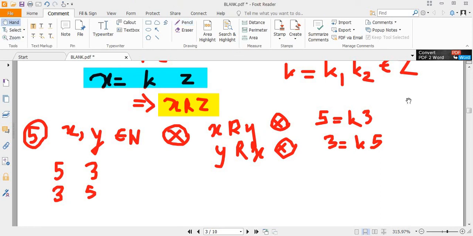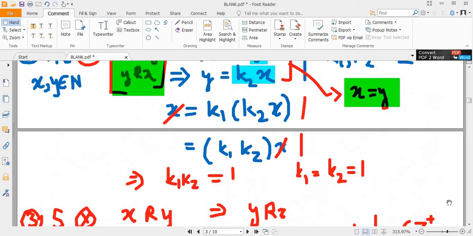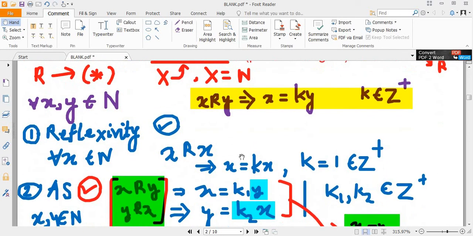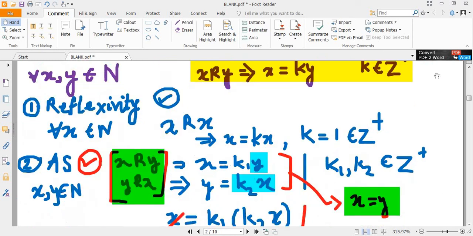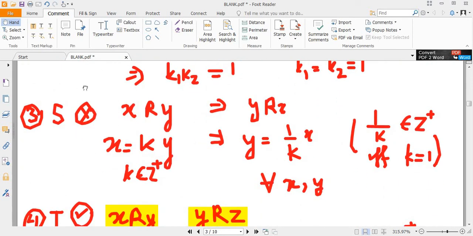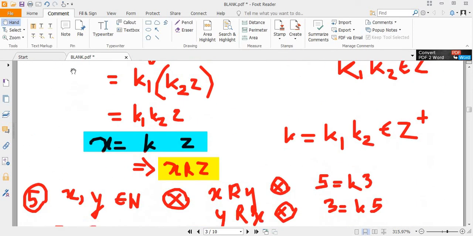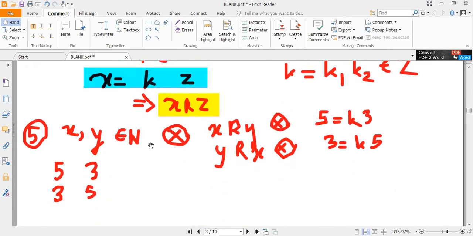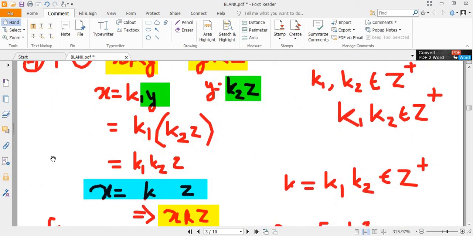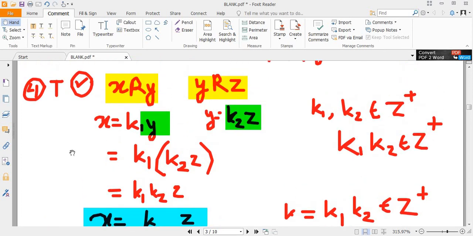So what are the conclusions? The conclusions are that for the given relation is divisible by, and for the given set of natural numbers, I have the reflexivity property to be true, I have the anti-symmetry property to be true, I have the symmetry property not to be true, I have the transitivity property to be true, and the fifth property, the property of completeness, is not true. So the properties of symmetry and completeness do not hold, whereas the other three properties hold. And that is how you approach a particular sum when you need to look for the properties that hold for a particular relation.